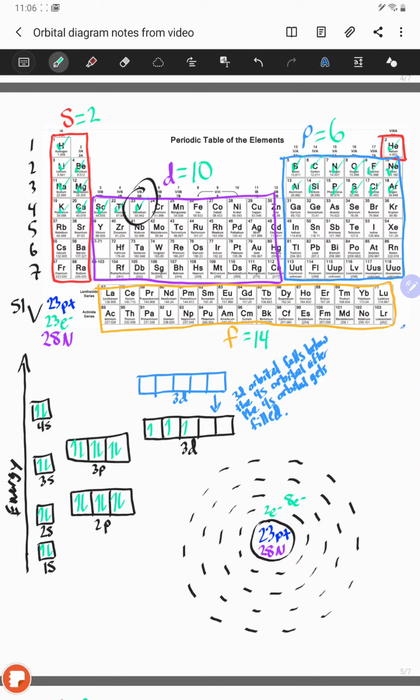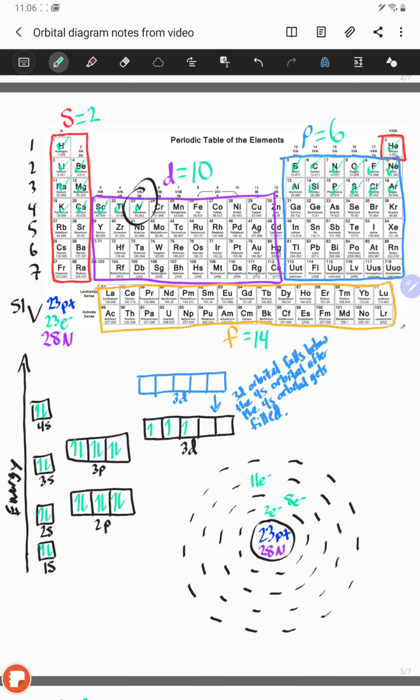Let's count how many we have here to see how many we're going to be drawing in on this Bohr model. So I'm counting my orbital diagram arrows. On the third energy level here, we're going to count how many electrons there are. So 1, 2, 3, 4, 5, 6, 7, 8, 9, 10, 11. So I have 11 electrons on the third energy level.